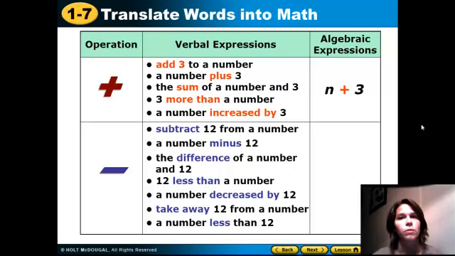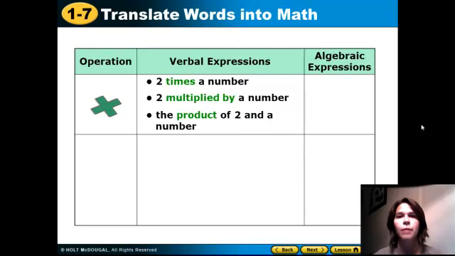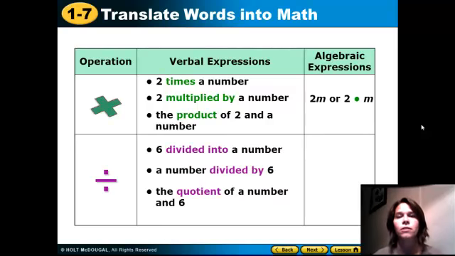Order is important with subtraction, so you do need to pay careful attention to where the variable and the number are situated according to the verbal cues that are given. For multiplication, some key terms to look for would be times, multiplied by, or the product of. And for division, divided into, divided by, or the quotient. Again, for division, order does matter, so make sure that you're paying special attention to where the variable and the number are situated in the verbal expression.